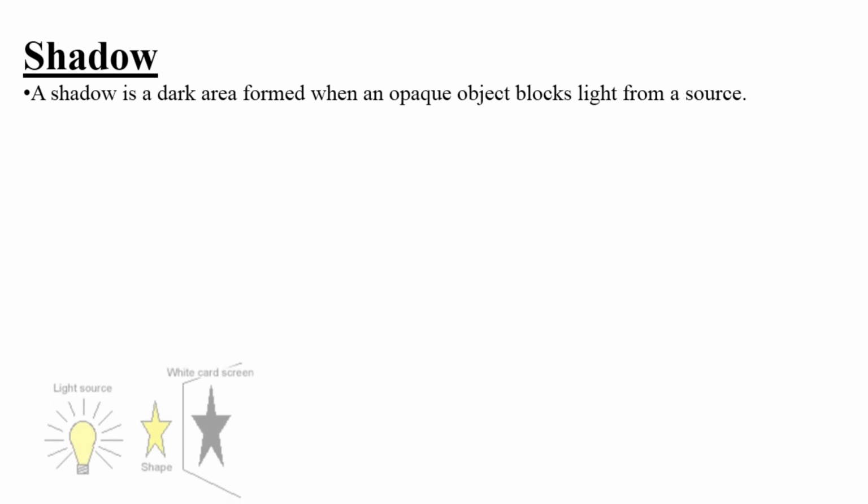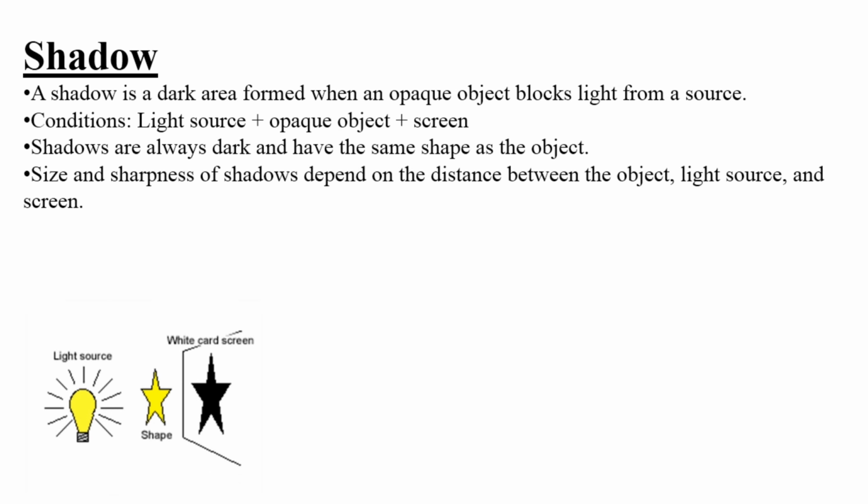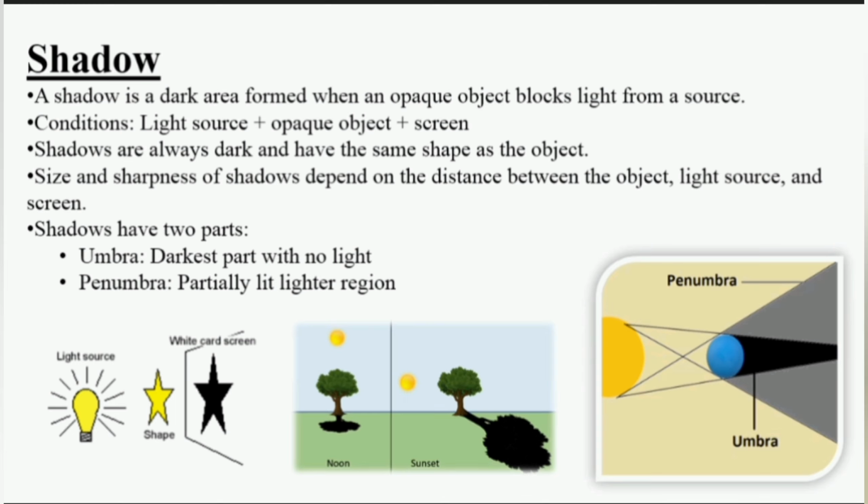First, let us see the formation of shadows. When light travels in a straight line and is blocked by an opaque object, a shadow is formed behind it. If light could bend around objects, we wouldn't see sharp shadows. You can see here a light source and one shape. When light falls on it, what happens? This shape blocks the light so that its image is formed on the screen. It is in a dark color.